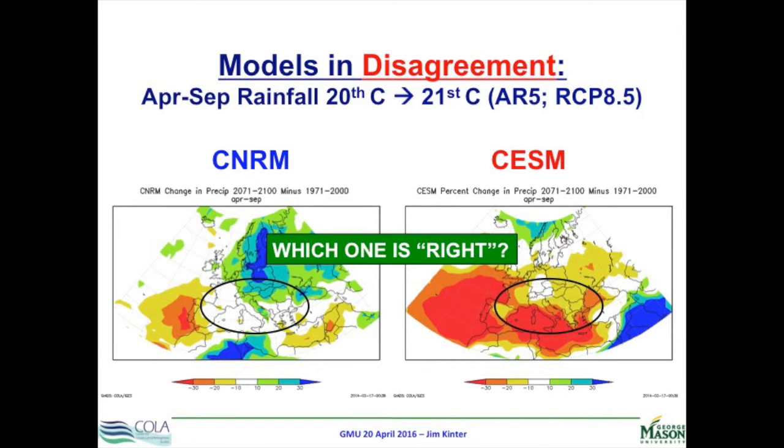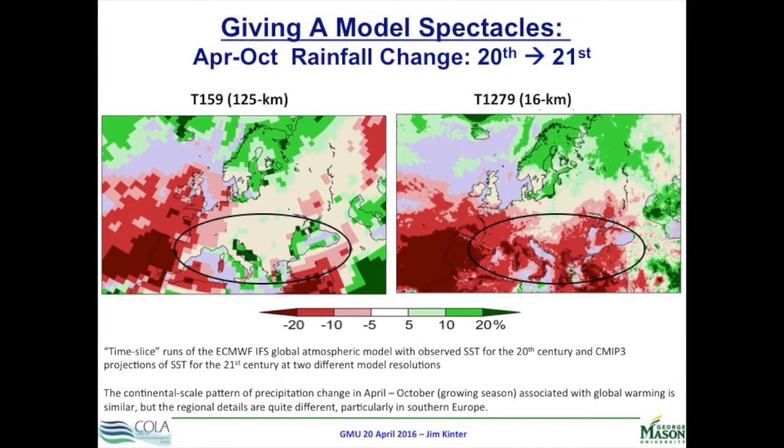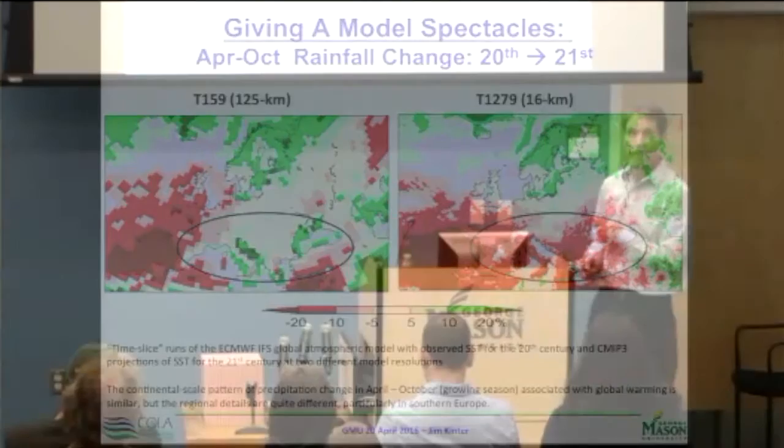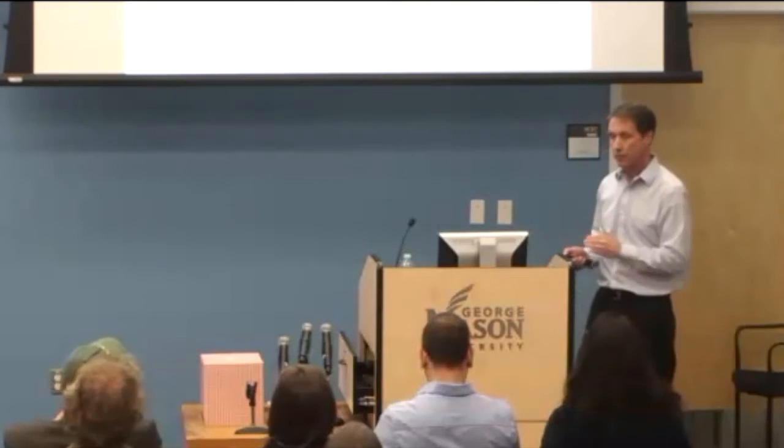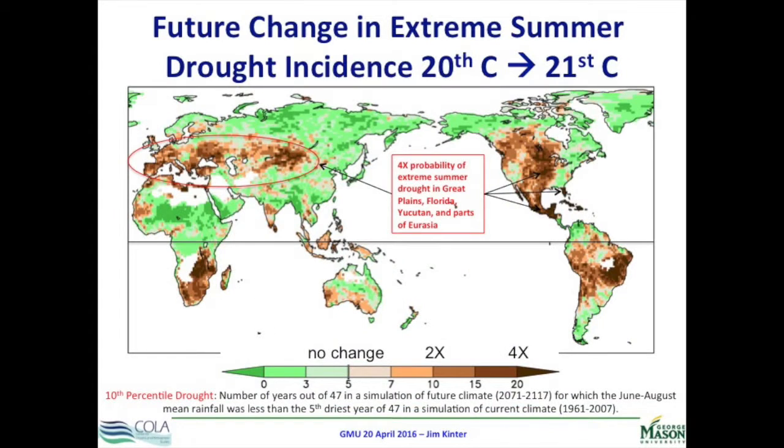Well, what we can do is give our models spectacles. By that I mean give them better acuity. And the way we do that is by increasing the resolution of the model. So here's a model on the left where we've done the same question: what does future rainfall in Europe look like? And the model on the right, same question, but now with a model having spectacles. And here we can see that the answer is, unfortunately, a little bit more on the dire side, where Southern Europe becomes much drier.